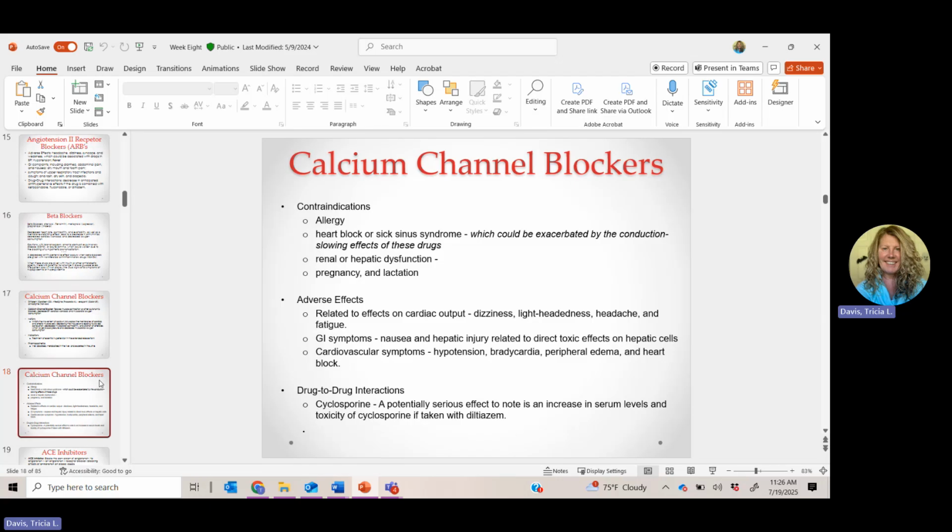medication. We have to be very careful with another medication called cyclosporine, because it can increase the serum levels in the body and become toxic if we take this medication with diltiazem.